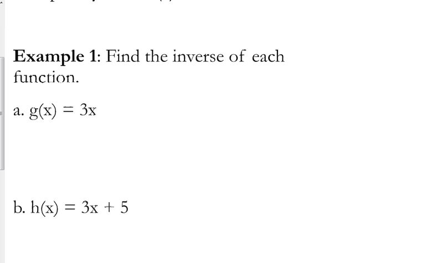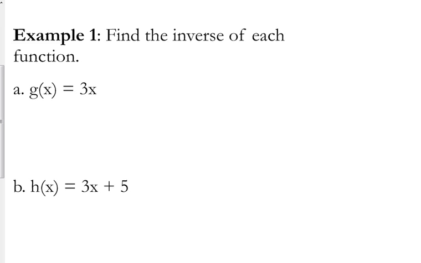So if we've got to find the inverse here, g of x is equal to 3x. Well, remember, g of x is just a fancy way of saying y. So we're looking at the equation y equals 3x. So to find the inverse, we are going to switch the x and the y. So we're looking at x is equal to 3y. How do we get y by itself? Divide by 3.